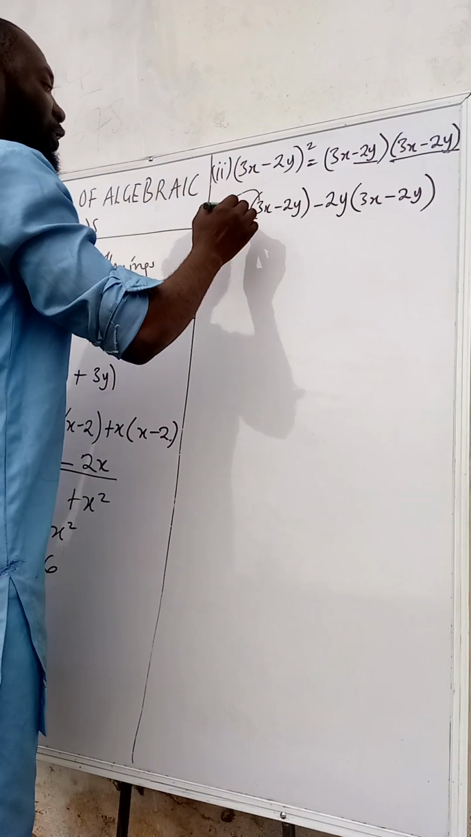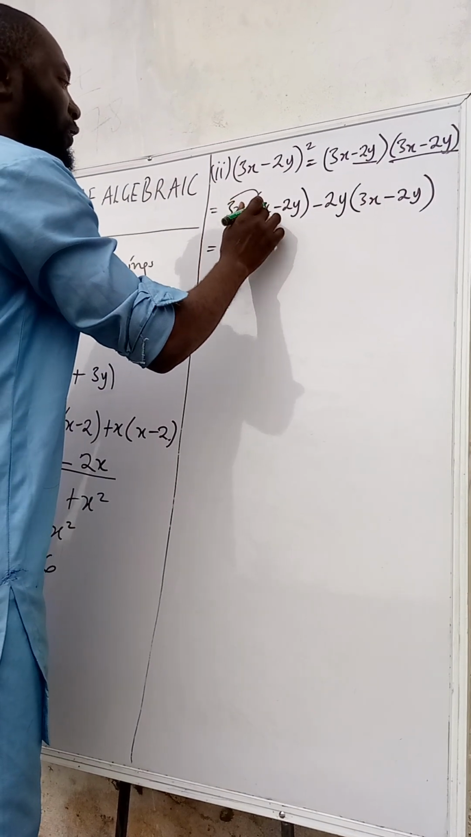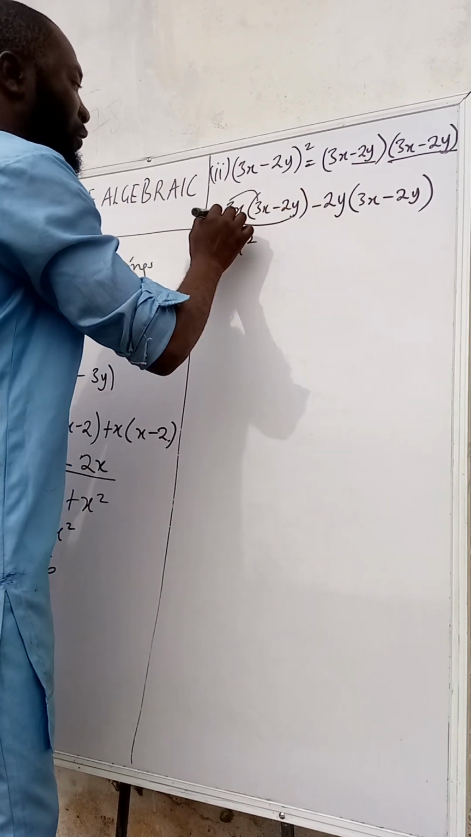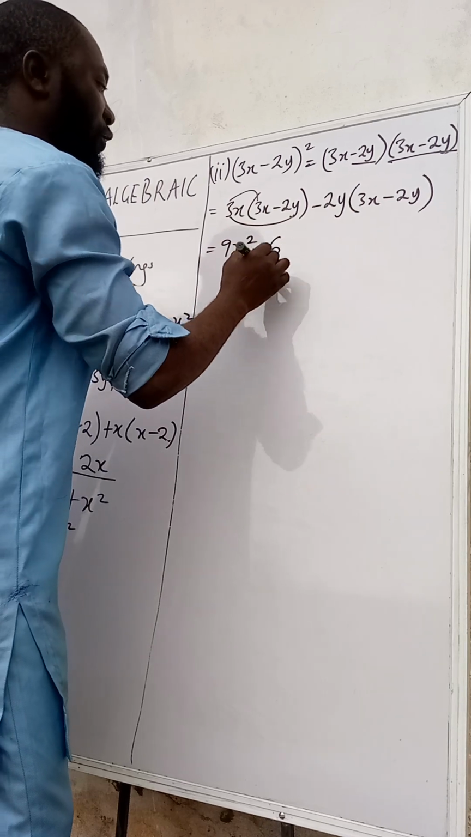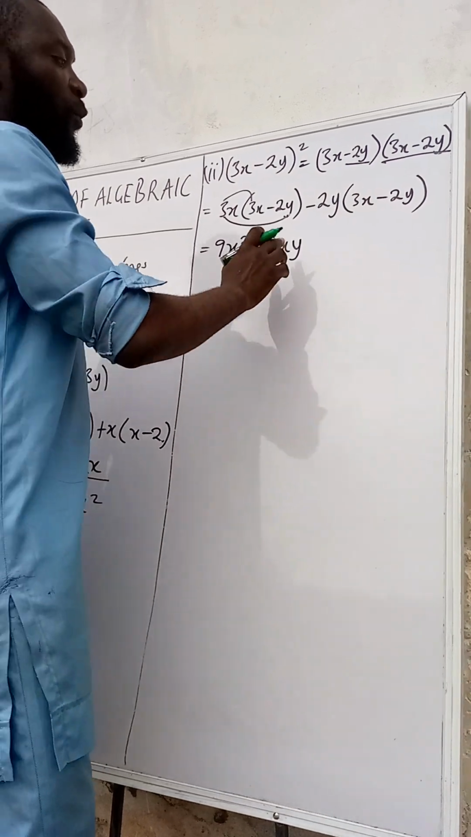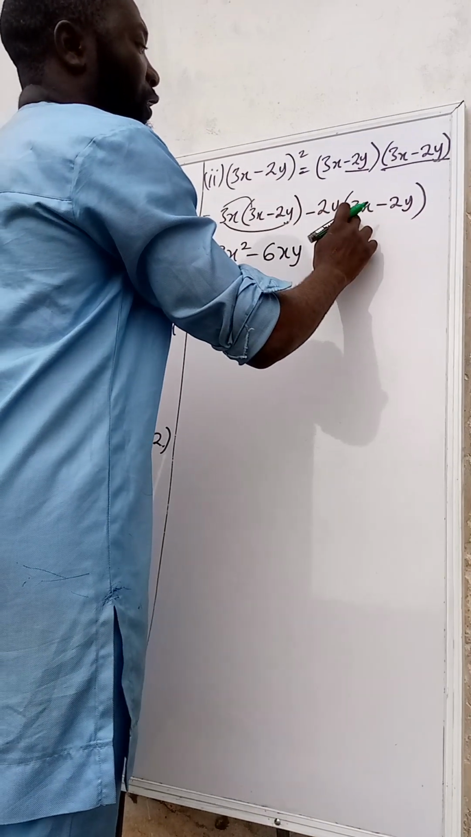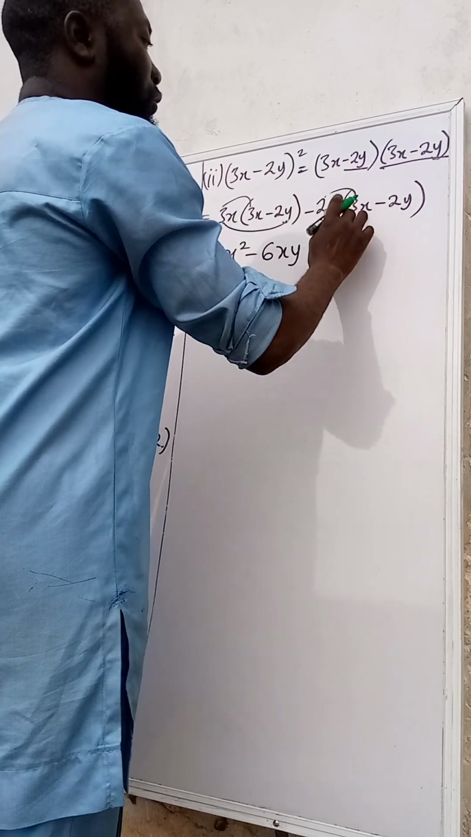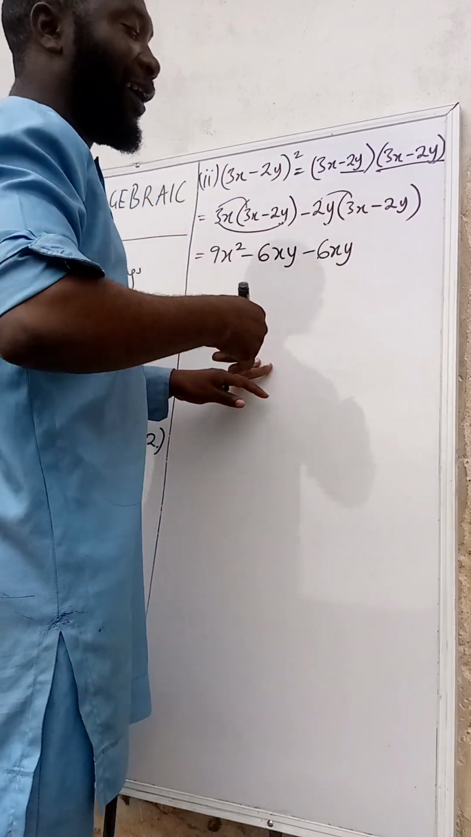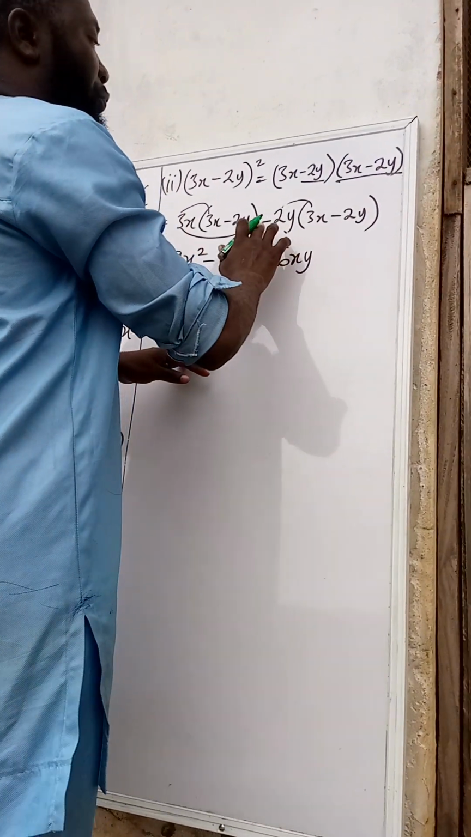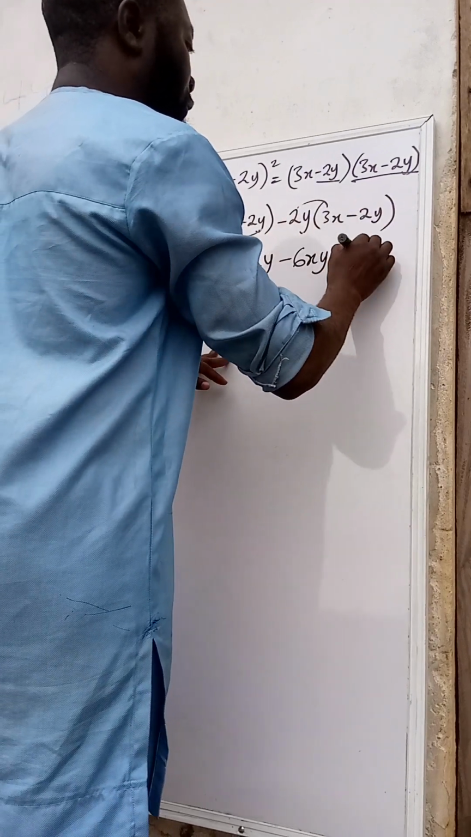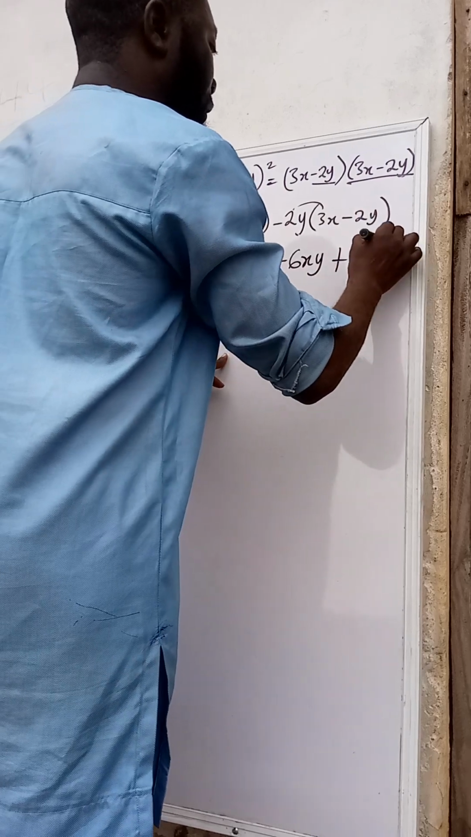So 3 times 3, that is 9. x times x, x squared. Use this again to multiply this: 3 times negative 2, that's minus 6. x times y, xy. Do the same here. Minus 2 times 3, you know you are using this to multiply this. Minus 2 times 3, that's minus 6. x times y, that is xy, or yx, they are the same. Minus 2y multiplied by minus 2y: minus times minus, that's plus. 2 times 2, 4. y times y, that is y squared.